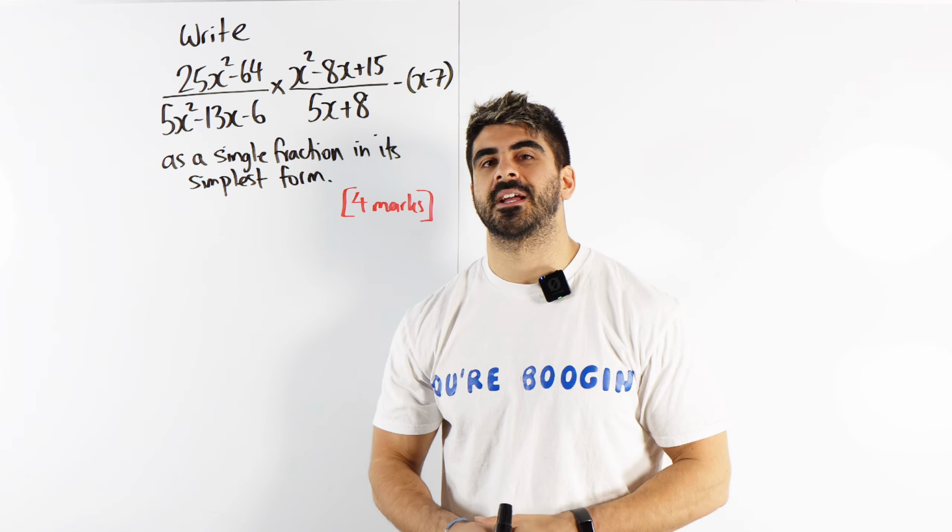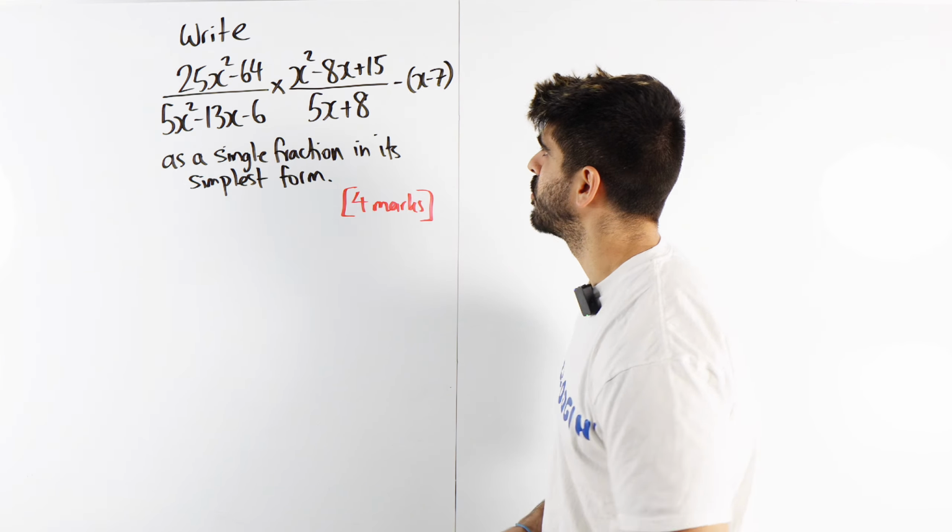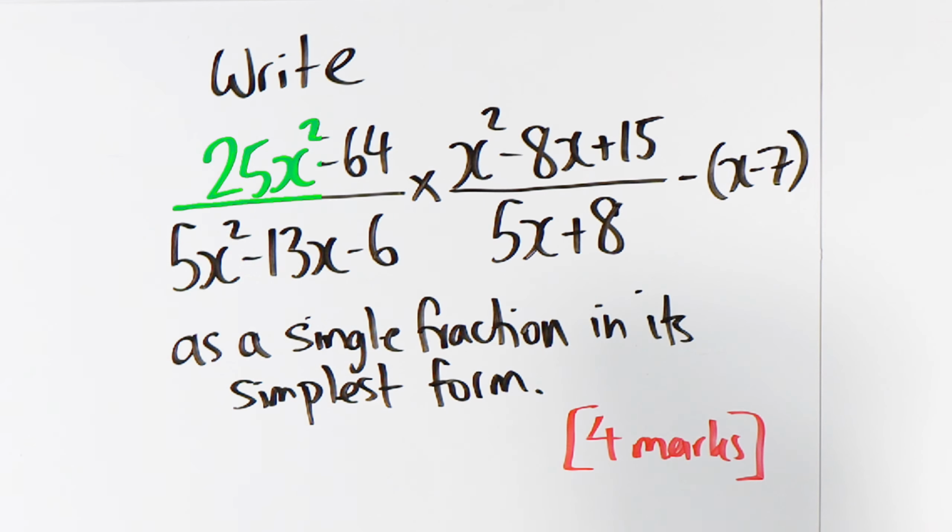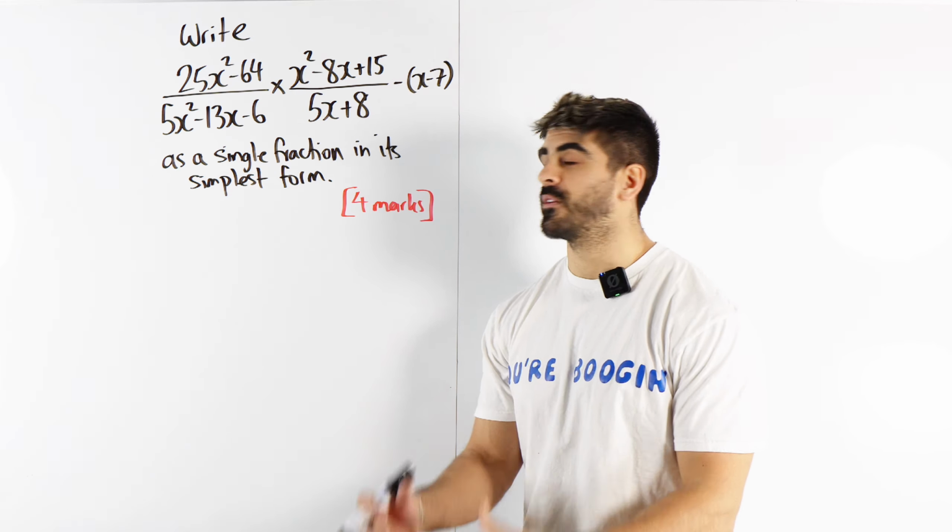GCSE algebraic fraction. One of the Lund gang sent me this one. Right, (25x² − 64) all over (5x² − 13x − 6), times (x² − 8x + 15) all over (5x + 8), subtract that random x − 7. We're going to merge it all into one fraction.